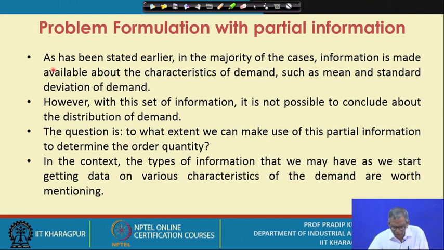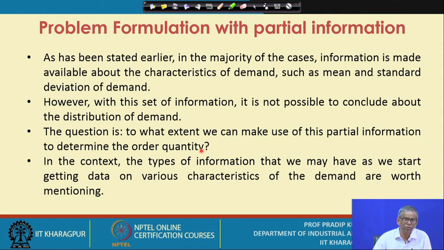As has been stated earlier, in the majority of cases, information is made available about the characteristics of the demand pattern, such as the mean and standard deviation of demand. That means this may be known. However, with this set of information, it is not possible to conclude about the distribution of demand. You are already aware of that. The question is, to what extent can we make use of this partial information to determine the order quantity. I hope that you have understood this problem.